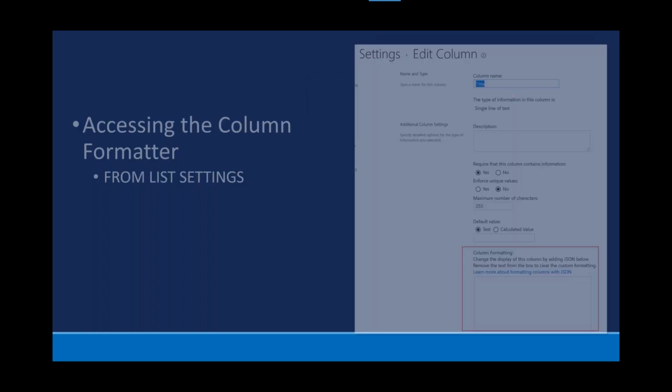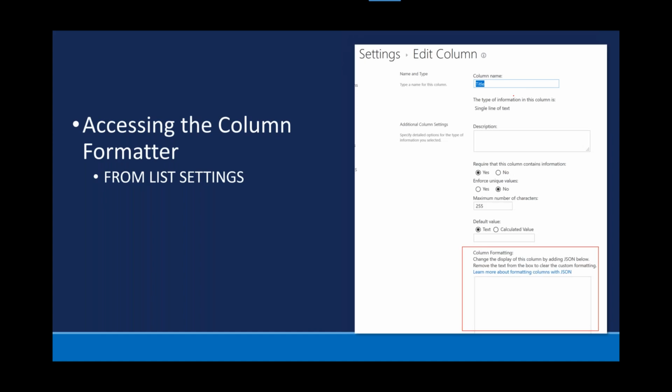You can also get to it within the list settings. So within the list settings, if you click on the field in list settings and then scroll down, you'll see a little section here for column formatting where you can put in that JSON object for column formatting there as well.